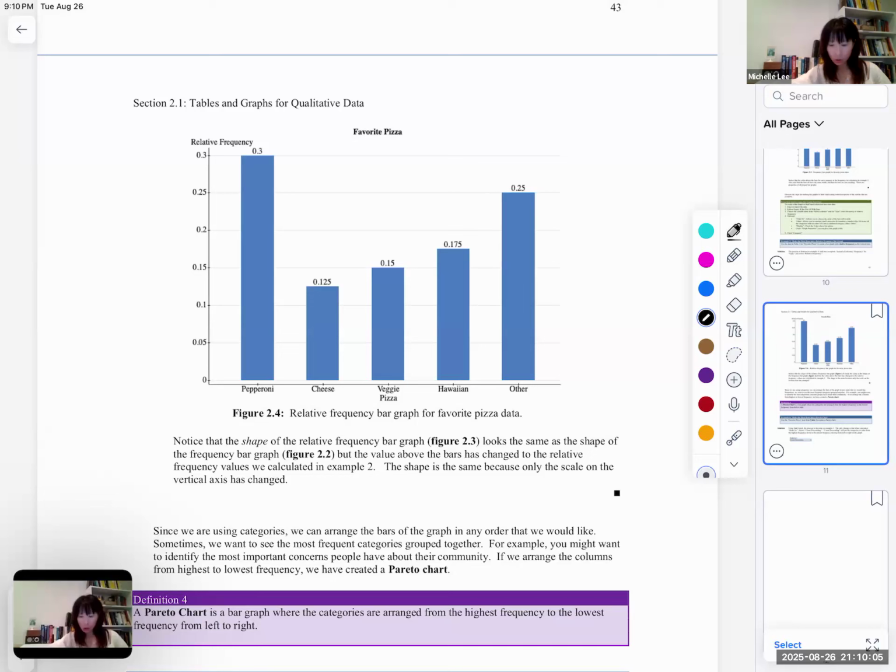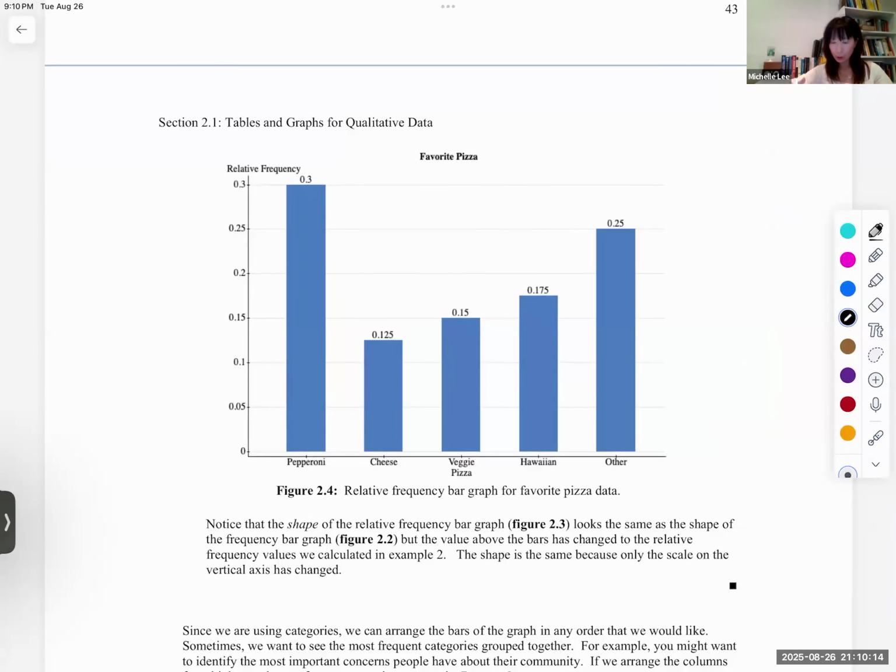Okay, so you can see that, right? All right, so this is the same as what I showed you earlier. Okay, this is a relative frequency.